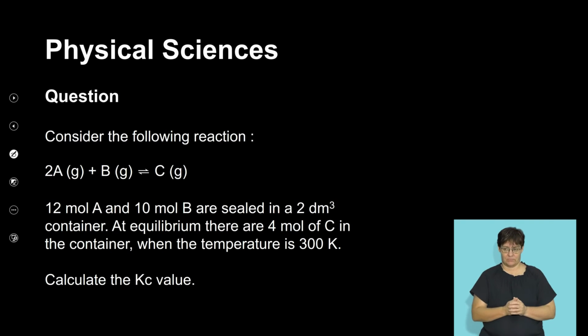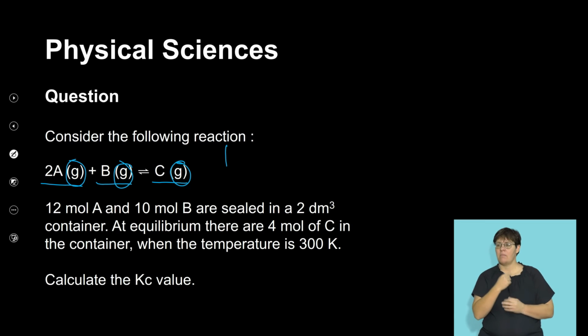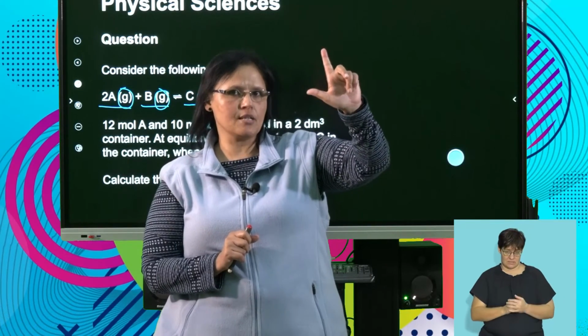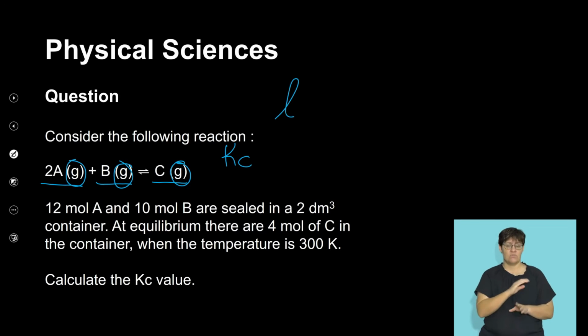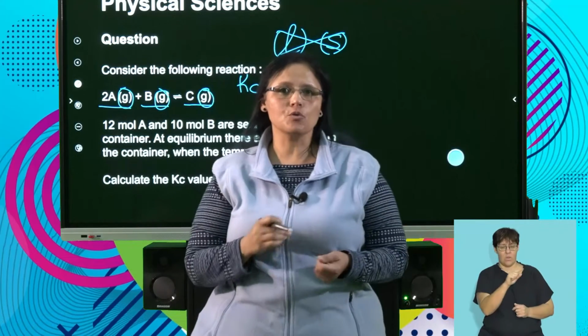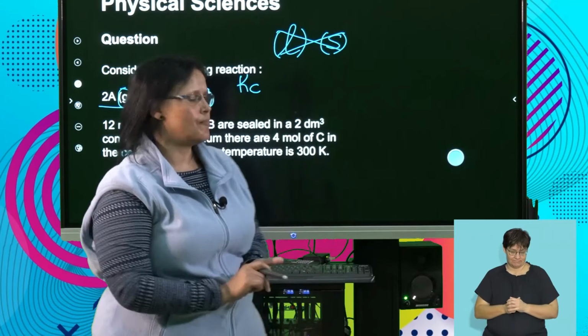Another question. Consider the following reaction. We have 2A, which is gas, 1B, which is also in gas phase, that converts into C, that is also in gas phase. What's important is, why do I talk about gas? Because as soon as I have to work out Kc, remember, Kc is working only with gases and aqueous solutions. Kc, we do not use the L, which is liquid, and we do not use the S, which is solid. We take those concentrations to be 1 because those concentrations remain constant.